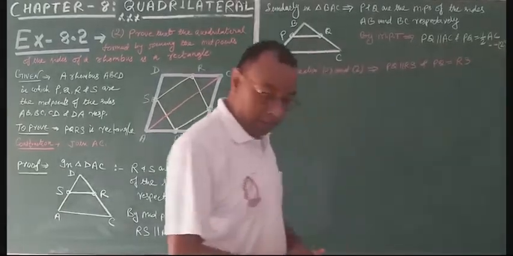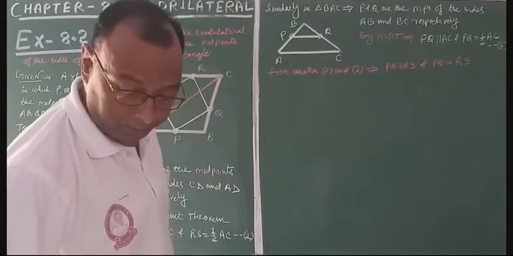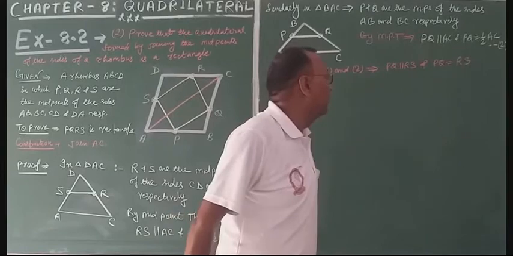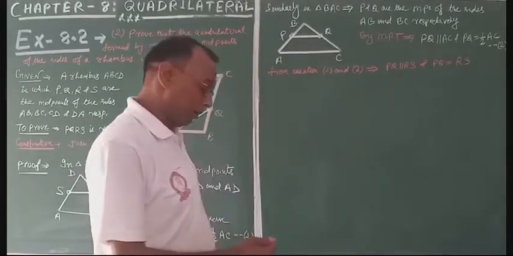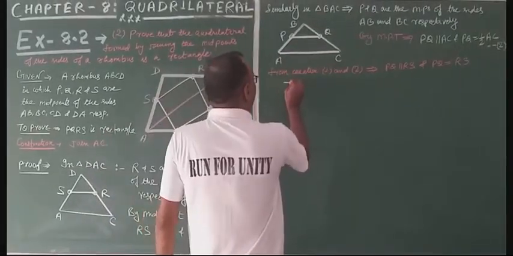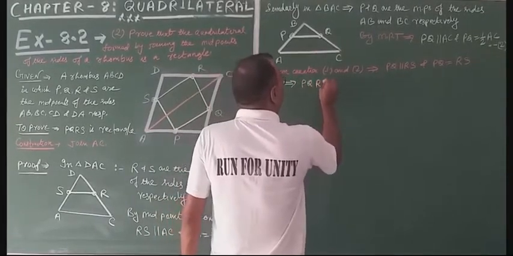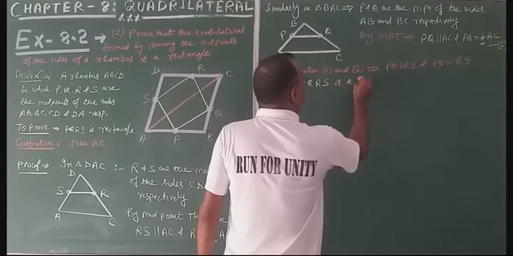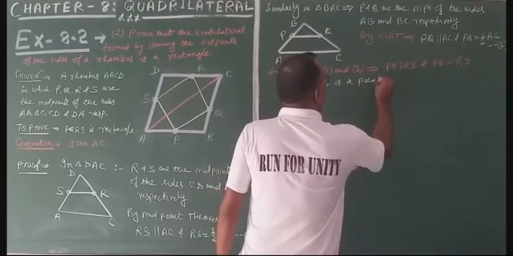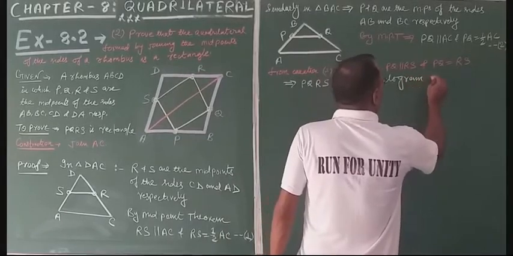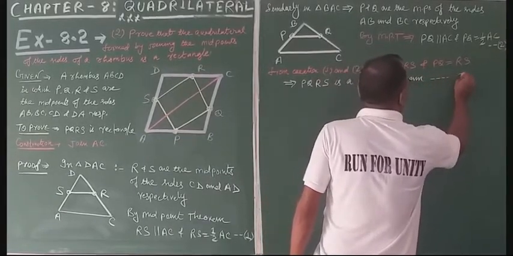Now just look here. One pair of opposite sides is parallel and equal. Therefore, this is the definition of a parallelogram. PQRS is a parallelogram. This is equation number 3.